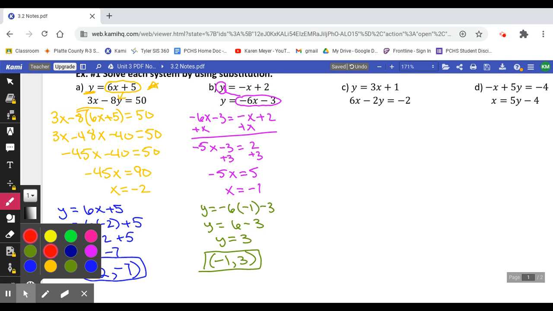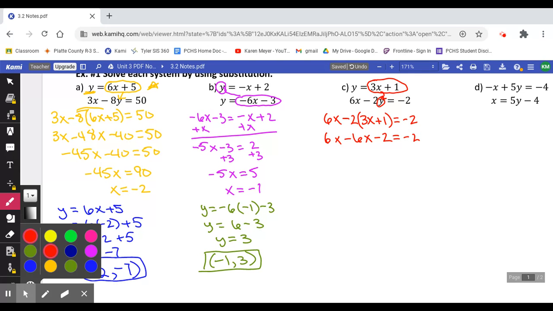On the next one, the top equation says y equals. So take the top and plug it into the bottom, and make sure you plug it in for the letter y. So 6x minus 2, insert 3x plus 1, equals negative 2. Distribute. So 6x minus 2 equals negative 2.